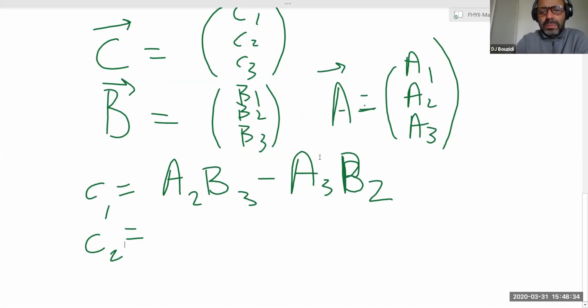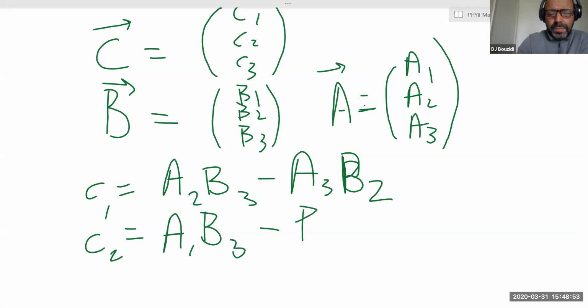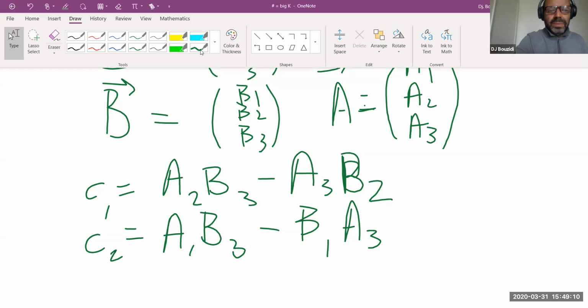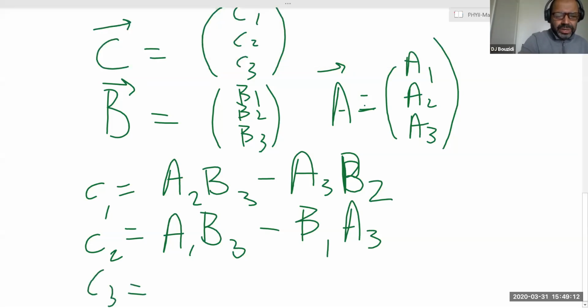C2 is going to be B1 times A3 minus A1 times A3, except I have to flip the sign for C2. So it's going to be A1 times B3 minus B1 times A3, okay? And the last one is going to be straight out, basically. It's like you're doing the determinant of a matrix, okay? And the last number is going to be C3, and C3 is straight out.